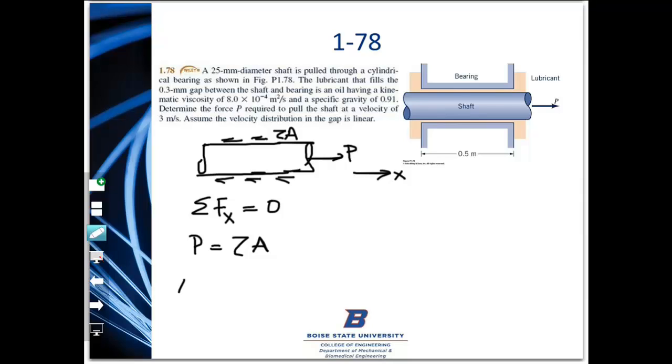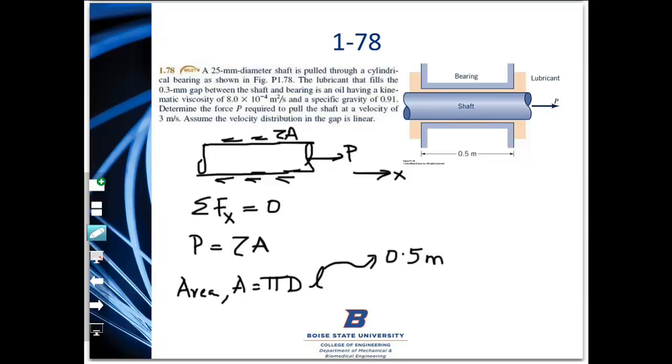Okay, so the area here, A, will be pi times d, because we are talking about a cylindrical shaft, times the length of the shaft which is in the bearing. Okay, and we are talking about this length here, which is 0.5 meters. So this one, I should make a note, is 0.5 meters.